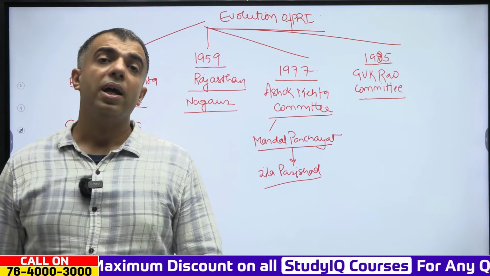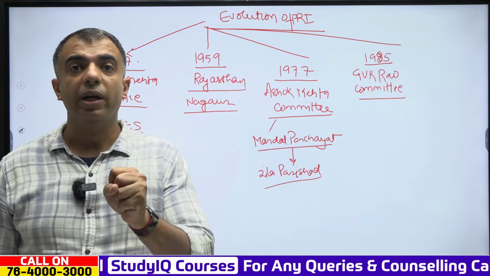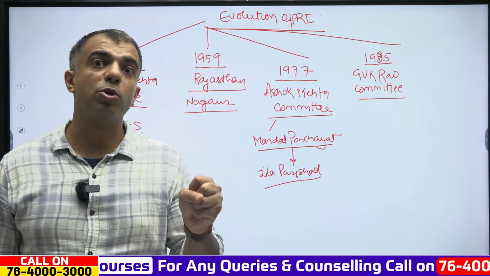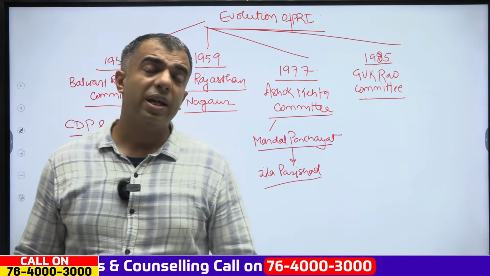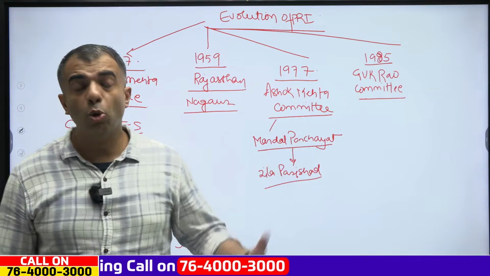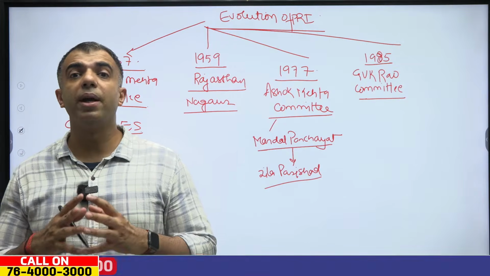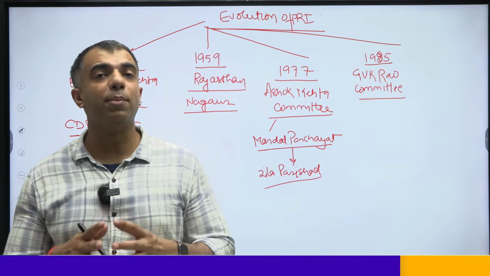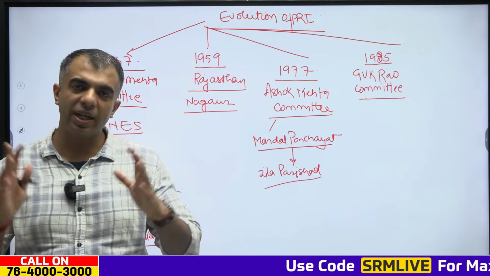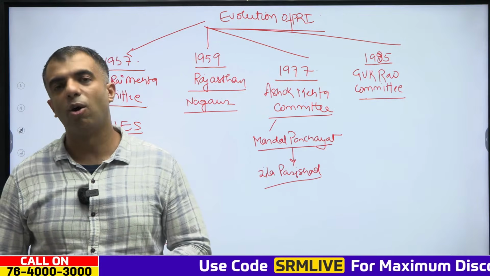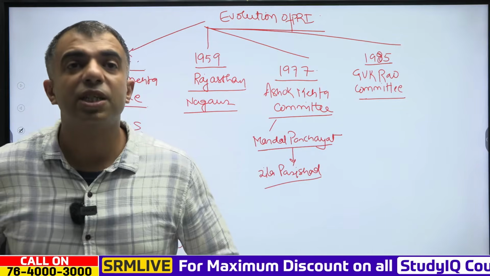Thus, they recommended that the Zilla Parishad should be the main body, with the responsibility of democratic decentralization. They also argued that Panchayati Raj institutions should be given an important role in planning, implementation, and monitoring of the rural development programs in the entire area of jurisdiction. So these were the GVK Rao committee recommendations.